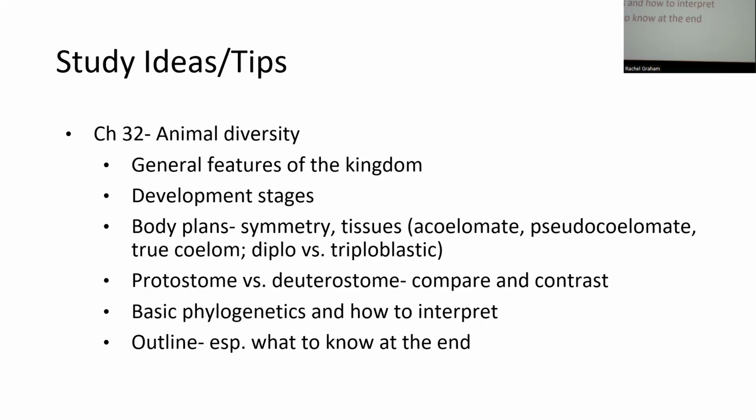Protostomes versus deuterostomes. Developmentally, what is different? Can you compare and contrast those? There's a nice chart in the PowerPoint. Again, clear out that chart and see if you can fill it in on your own.